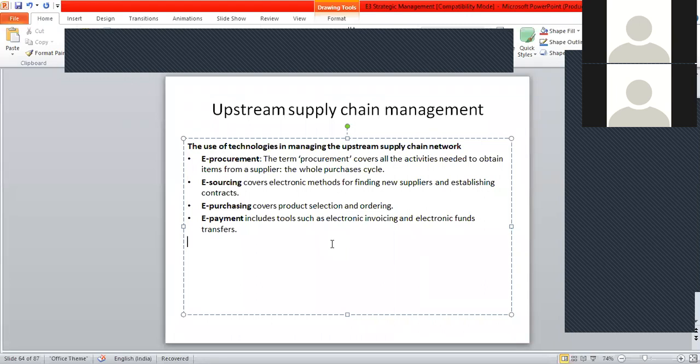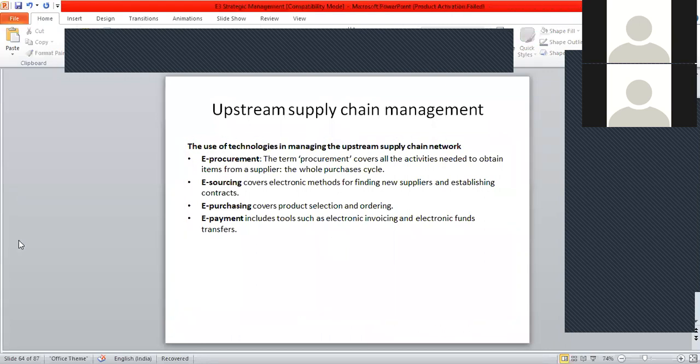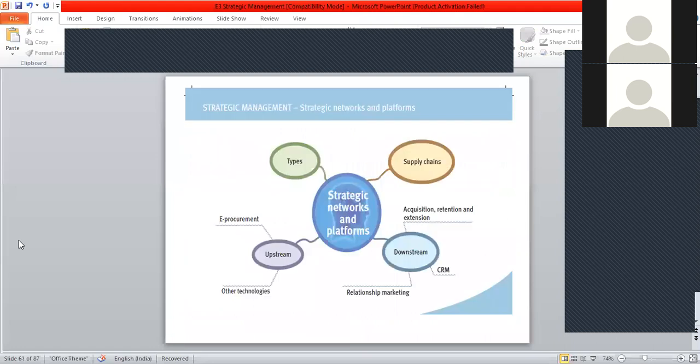Upstream supply chain, why are we calling it upstream? There are two terms which are used here, upstream and downstream. The types of supply chain are the pull system and push system. But then, the other aspects of supply chain are what we call upstream and downstream.